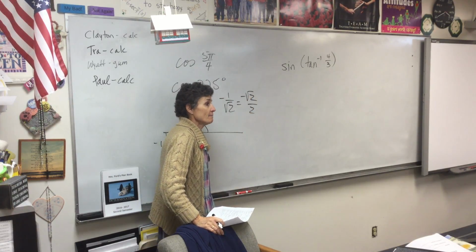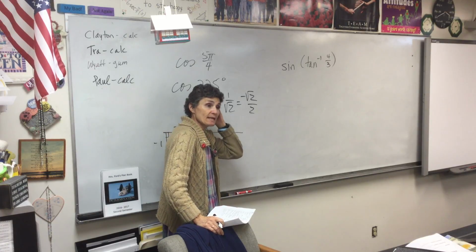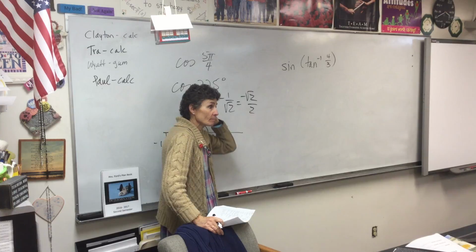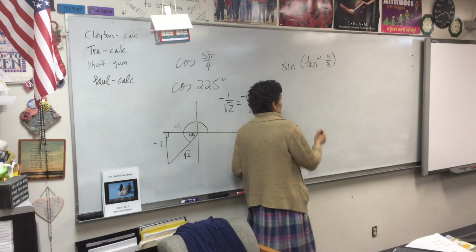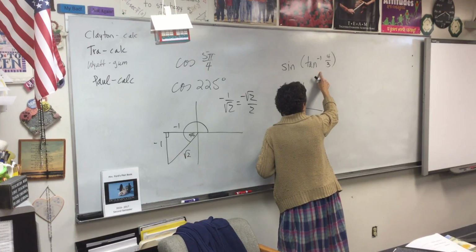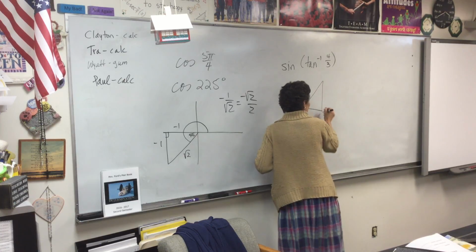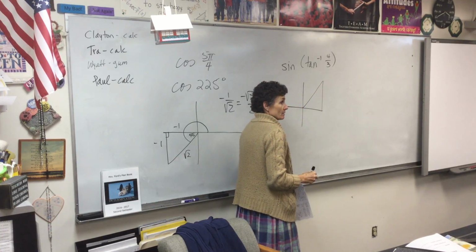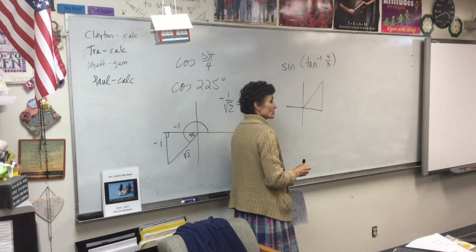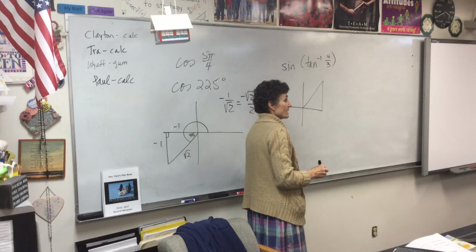What is the sine of the angle whose tangent is 4/3? So we're going to draw a picture according to the quadrants, and it would be 1, right? Choices are 1 and 4, but the number is positive.